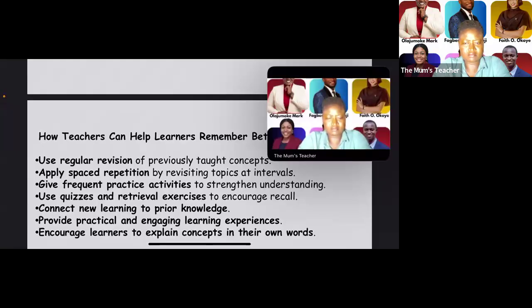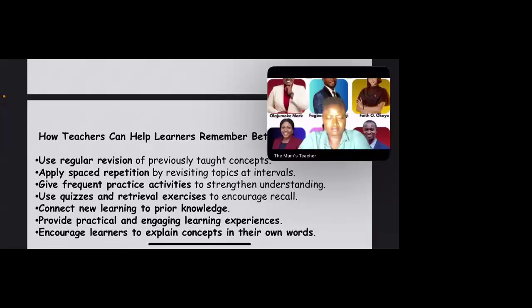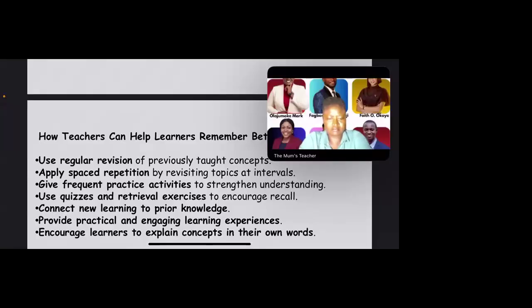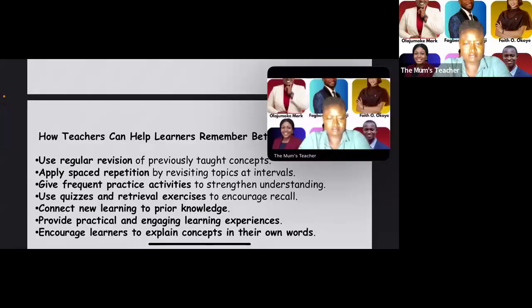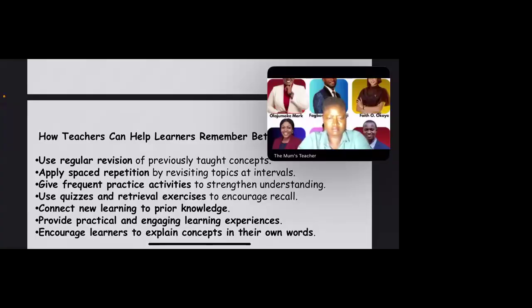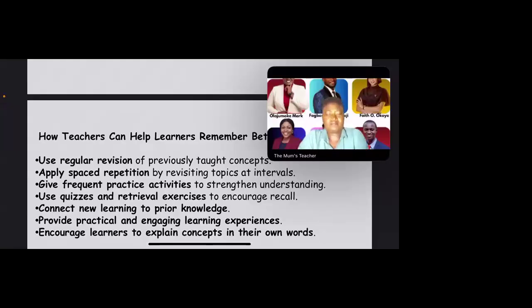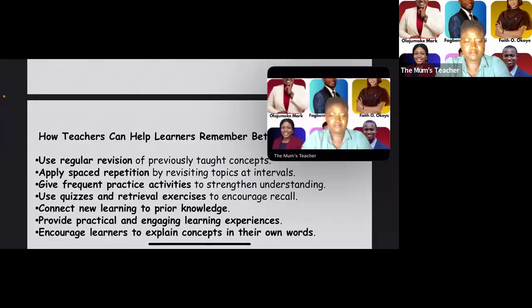All right. Use quizzes and retrieval exercises to encourage recall. There is this thing I do for my learners. At intervals, sometimes every 2 weeks or 3 weeks, I just use ChatGPT to generate age-appropriate questions on all the topics I've taught them in the term. And then we have a quiz competition. We set out one math period in the week for a quiz competition.